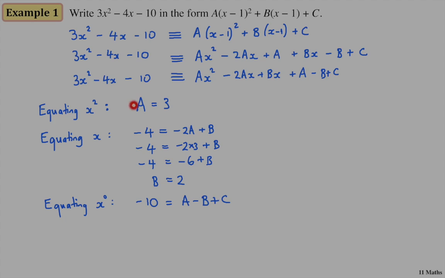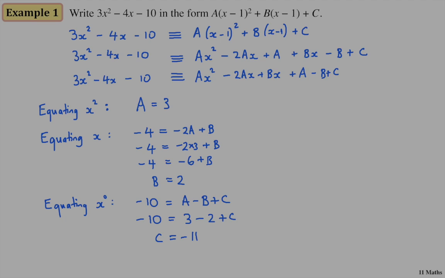But I know what a is, and I know what b is, so I know these two values. So I get minus 10 equals 3 take 2 plus c. 3 take 2 is 1. When I subtract that across to the other side, I end up with c equals minus 11.